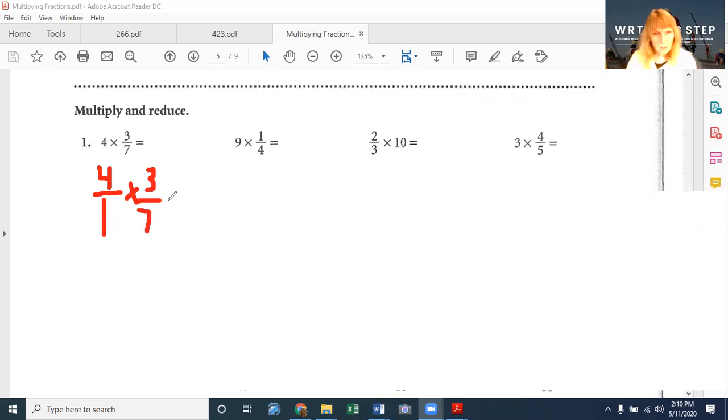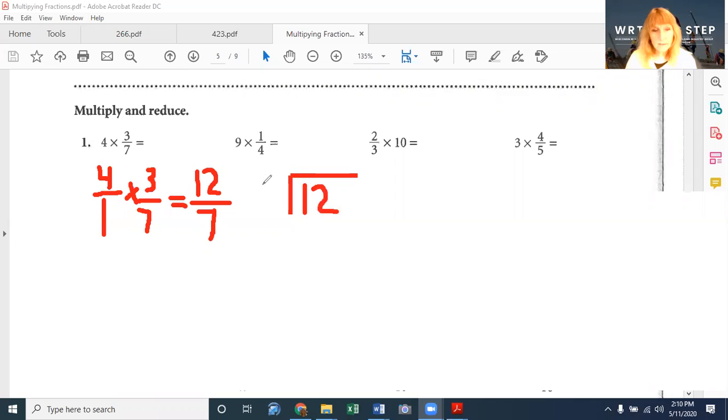So 4 times 3 on top is 12. And 1 times 7 on the bottom is 7. But now look what we've got. We have an improper fraction. It's improper because the top number is bigger than the bottom number. So we have to do a little division, a long division, and you might be able to do this in your head. I'm practicing with fractions for a bit now with a couple of different packets. So feel free to do that if you know what's going on. Otherwise, I'm going to show you how to do it with long division.